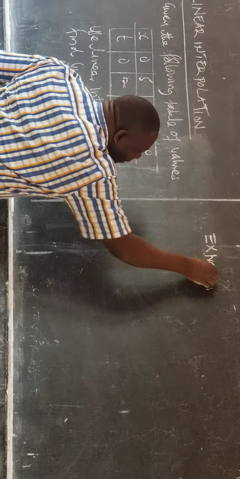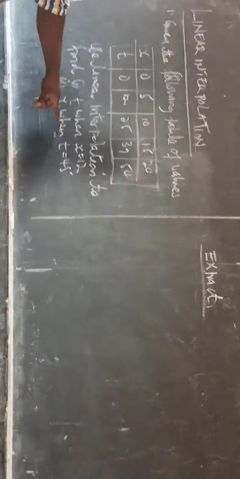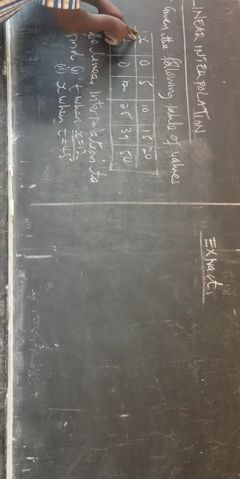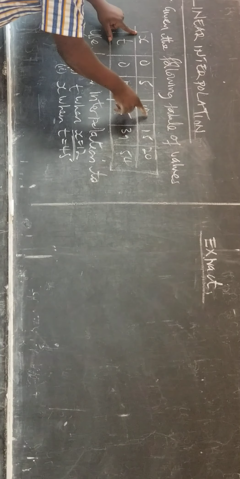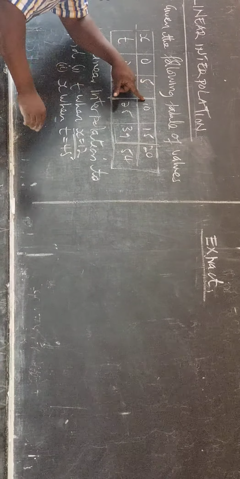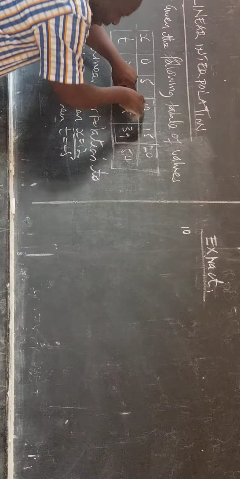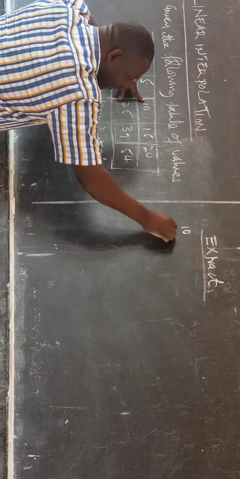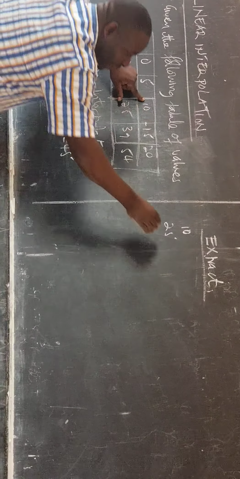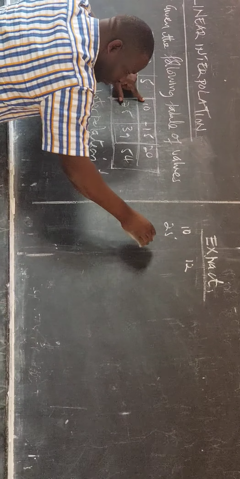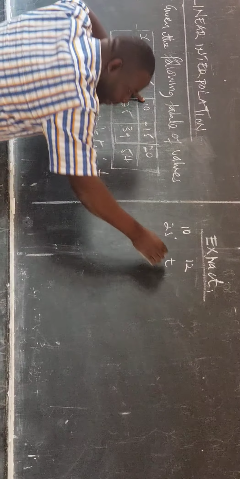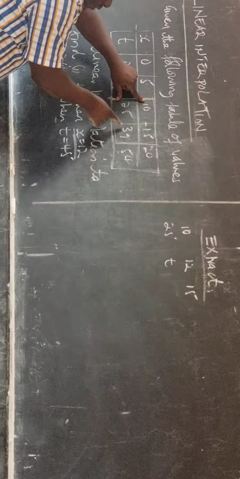We have already seen that x equals 12 lies between x equals 10 and x equals 15. So we are going to take this extract here. We take 10, which corresponds to 25 as the value of t. Then what we want is x equals 12, which corresponds to some value of t which we don't have. Then 15 corresponds to 39.